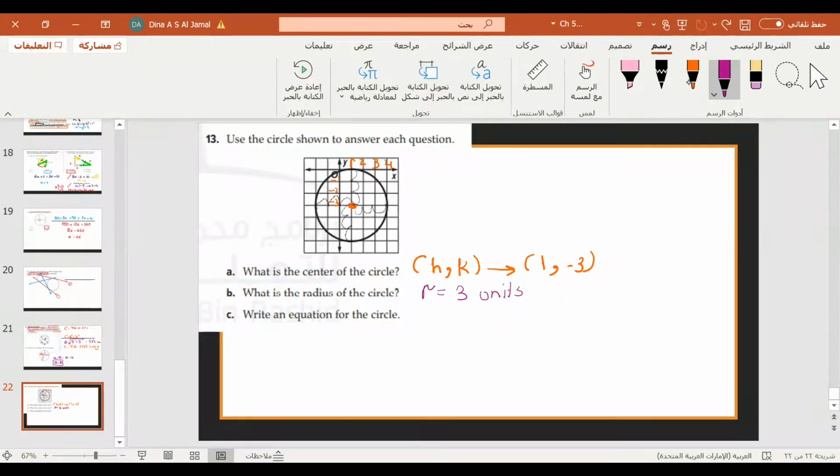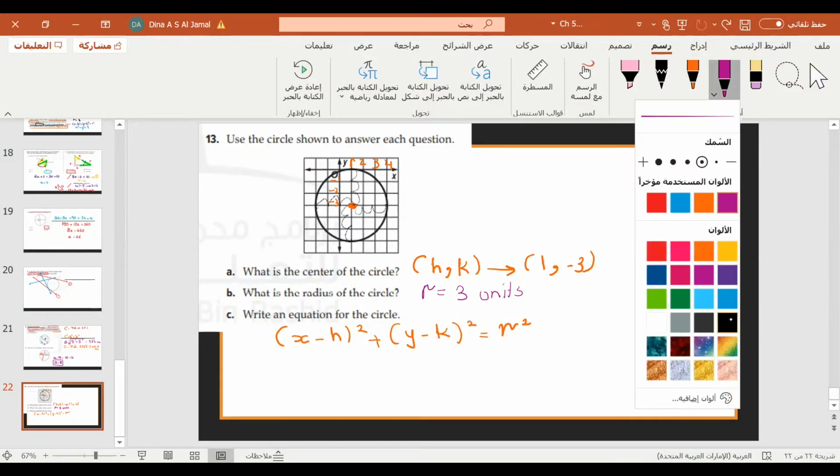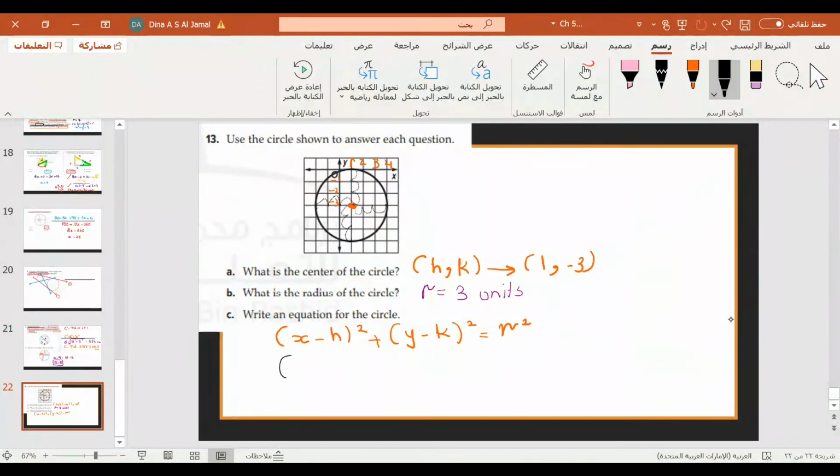And now if I would like to write the equation of the circle, let me just write it as it is. (x minus h) all squared plus (y minus k) all squared equals r squared. So with this, I will just substitute. Your (x minus 1) all squared plus (y minus -3, which is plus 3) all squared equals 3 squared, which is 9. That's it.